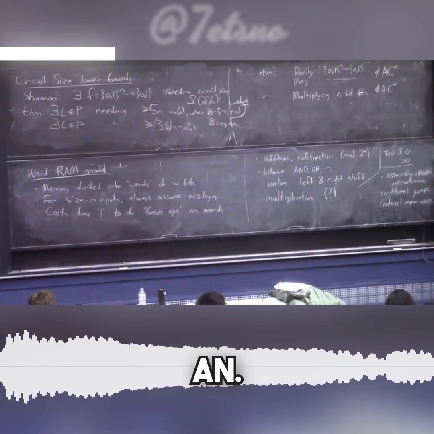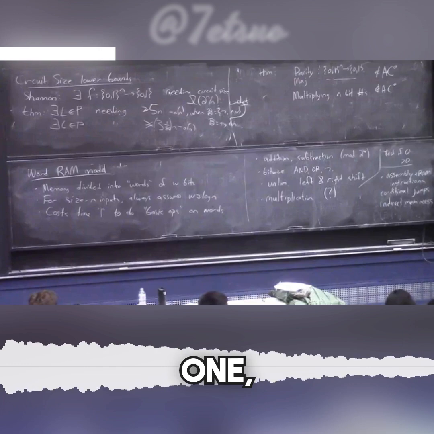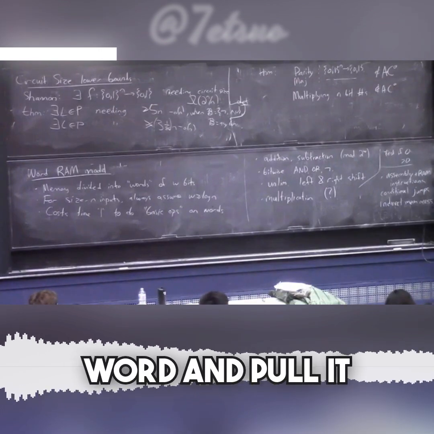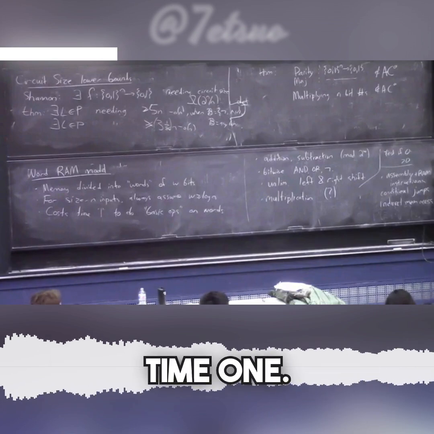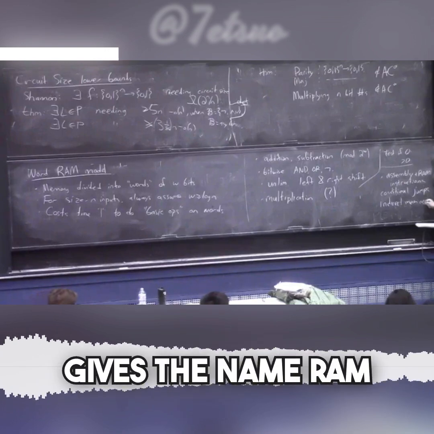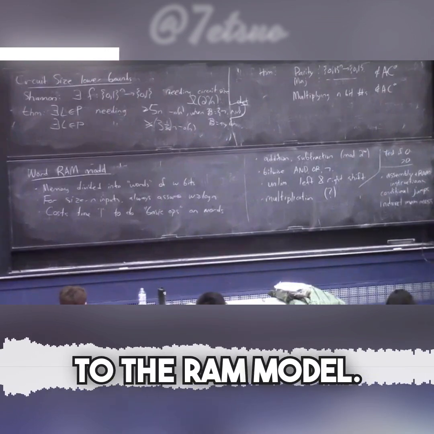if you're storing an integer in some word, then in time 1, you can get, say the integer is called I, you can get the ith word and pull it out into whatever, a register in time 1. In fact, I guess it's this property that gives the name RAM to the RAM model.